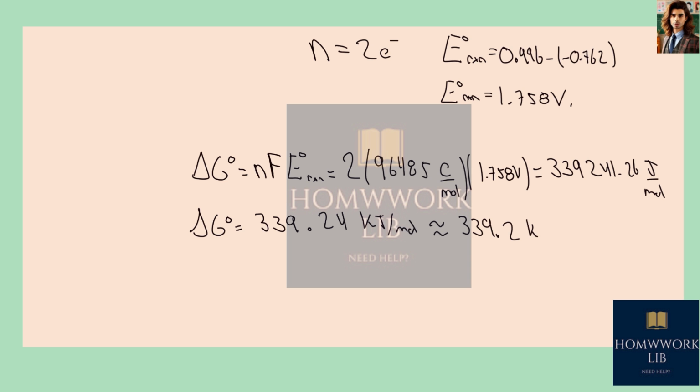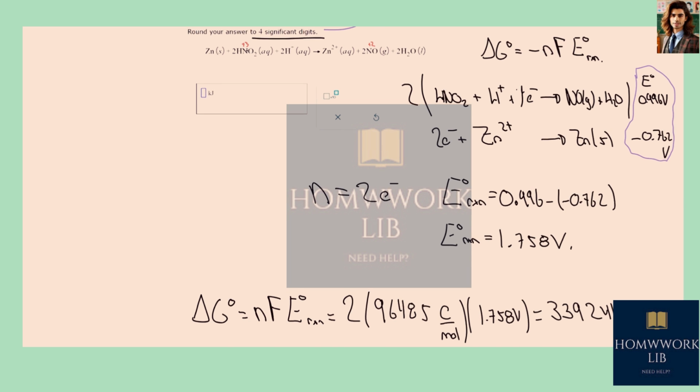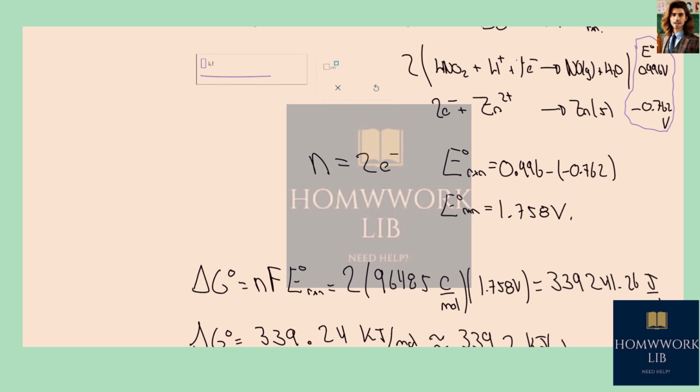In this case, we're asked to round our value to 4 significant digits, so approximately 339.2 kilojoules per mole. Now, over here, just remember to ensure that the values that I provided for the redox potentials for each of the reactions are actually the ones given in the Alex data table. And after you have verified that, you'll be able to get your result with the correct number over here.